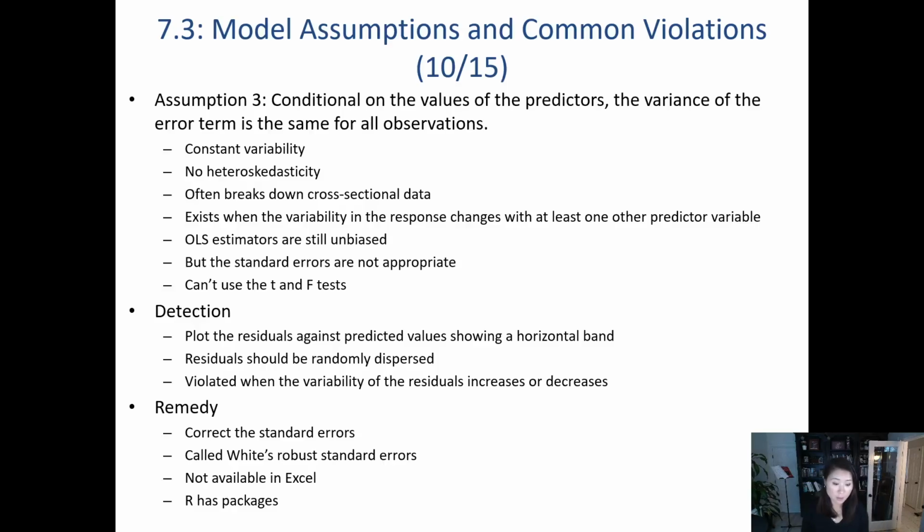So the question is, how can we correct it? We can correct the standard error by using White's robust standard error. We don't learn how to get the robust standard error here, but if you're taking my applied econometrics, we're going to learn how to get that standard error. One thing I emphasize for this assumption is to make sure you know how to detect, based on the residual plot, that the assumption is violated.